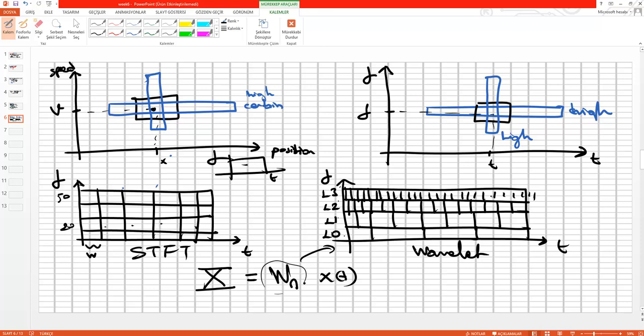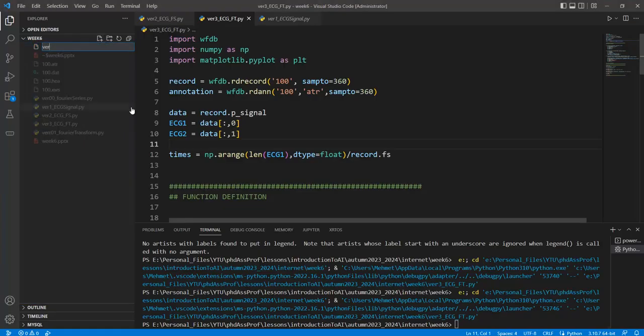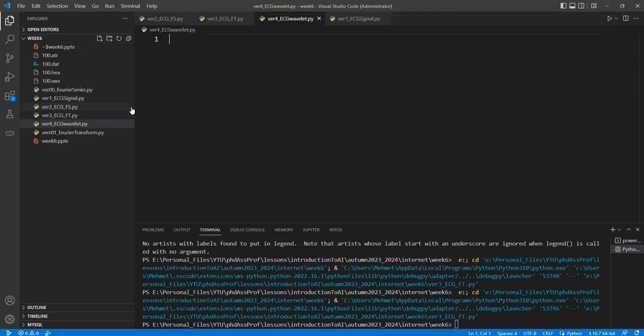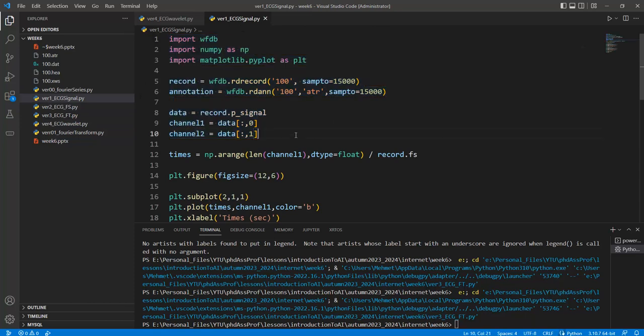The last code is totally about the wavelet transform. ECG wavelet dot py. So, as always, we can copy this code like this one.